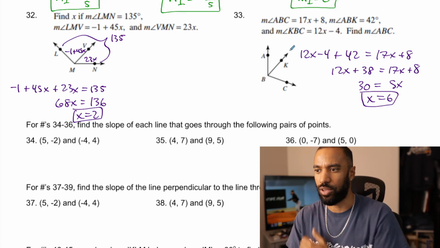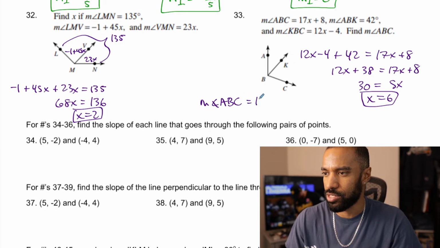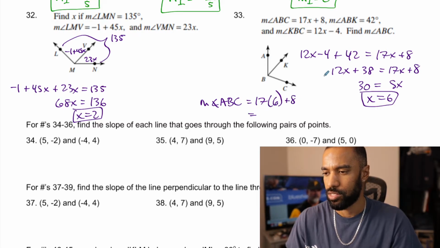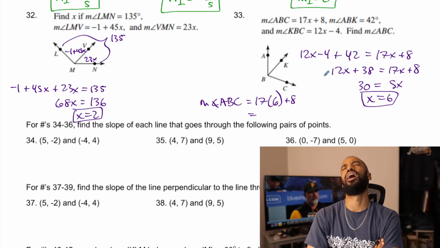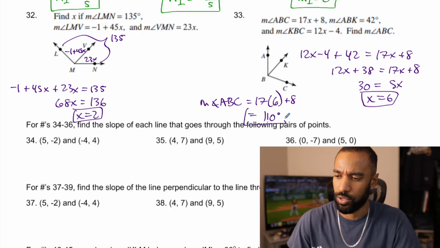We got to find measure of angle ABC. So we're going to substitute 6 into x. 17 times 6 is 102. Plus 8 is 110. 110 degrees for the whole thing.